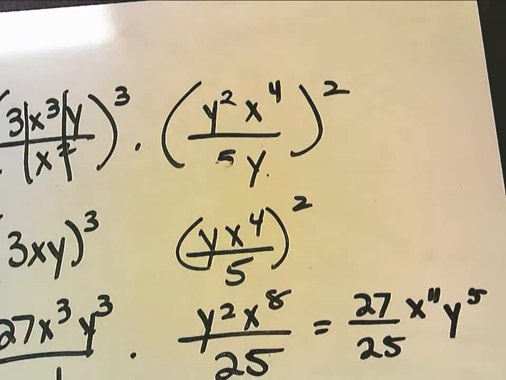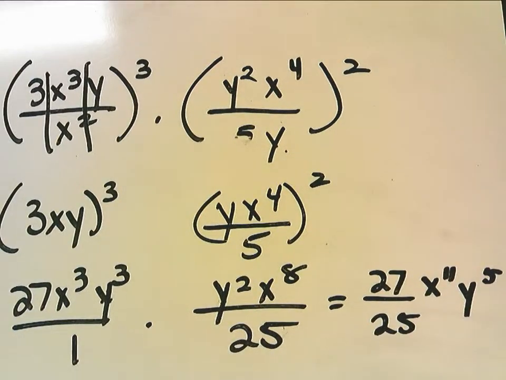So the final answer would be 27, x to the 11th, y to the 5th. And you can extend that line, or you didn't have to, all over 25. That's the end of page 19.